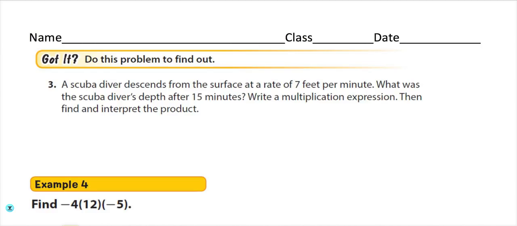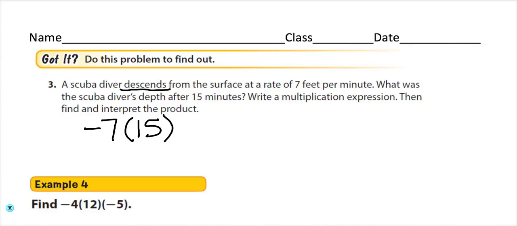And let's take a look. It says a scuba diver descends from the surface at a rate of 7 feet per minute. What was the scuba diver's depth after 15 minutes? Write a multiplication expression, then find and interpret the product. So in this case, we're going down again. We're going down 7 feet per minute. So down 7, and we're going to do this for 15 minutes this time.